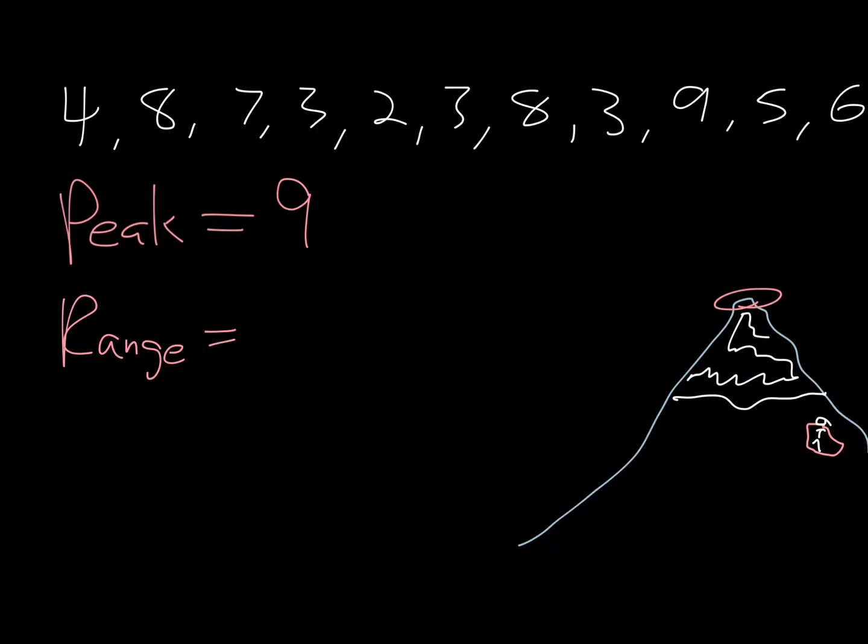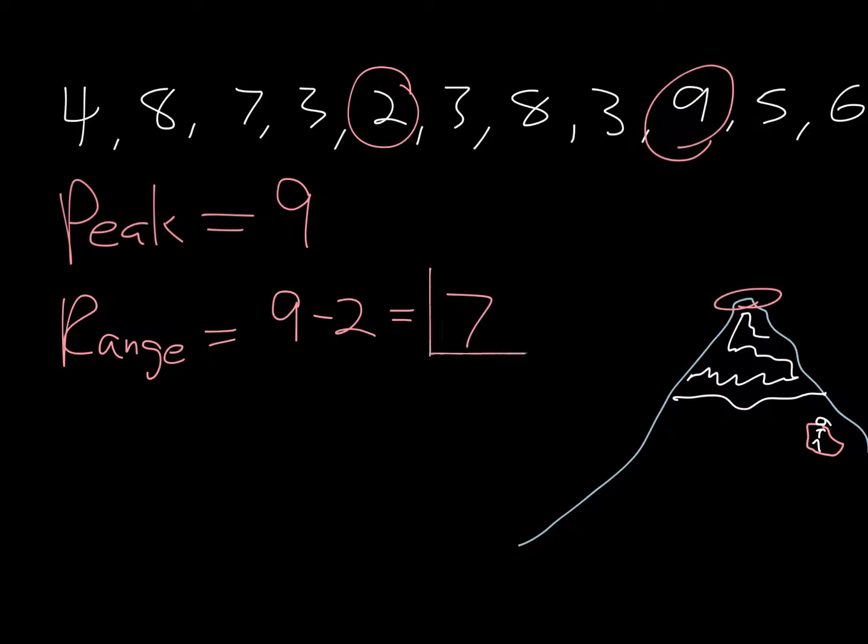So the range is the difference between the highest number, which we know is 9, and the lowest number. If I'm looking across here, it is 2. So the difference, subtraction. So the range is 9 minus 2. It would be 7. And what the range is telling us is that there are 7 values between the lowest number and the highest number.